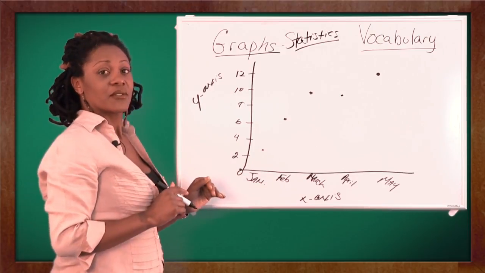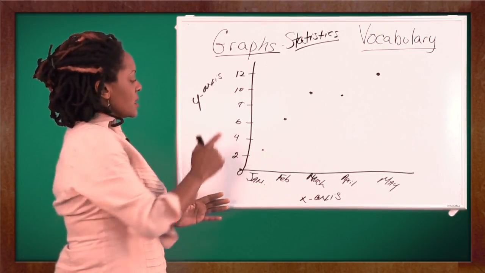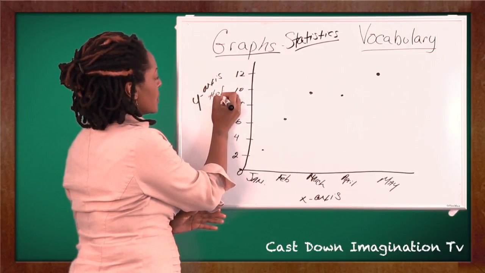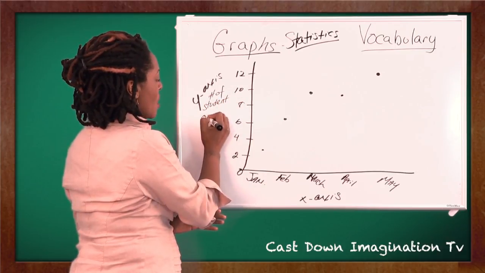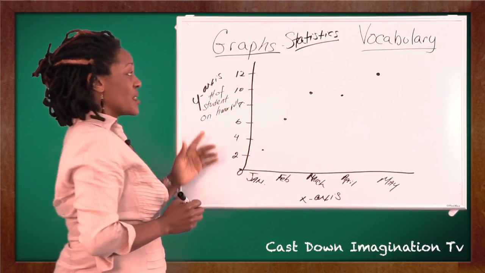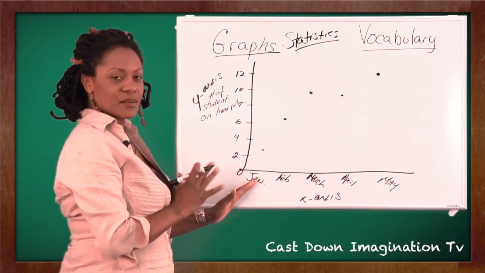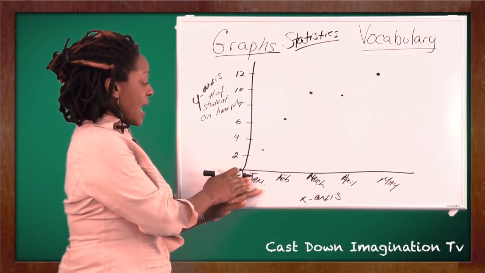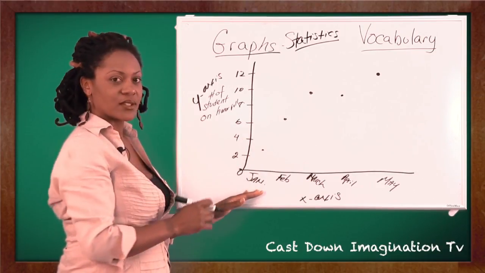So I'm going to give you some information which you'll probably be given in a textbook or in a math problem. So here, these numbers represent the number of students on honor roll. So the number of students on honor roll. And here now we have something to compare the two axes to. In January, how many students were on honor roll? So that's what our graph is showing.